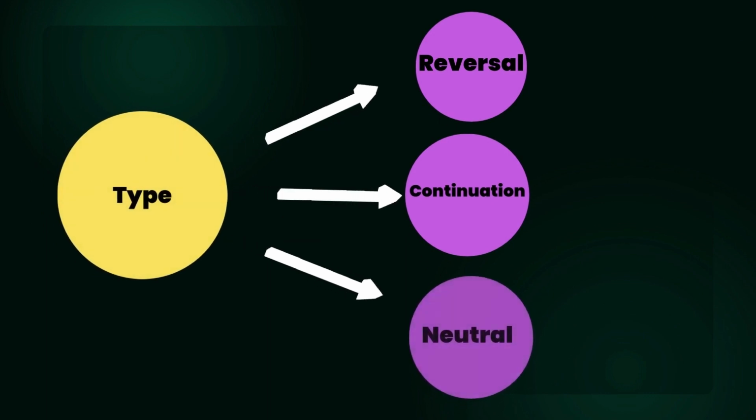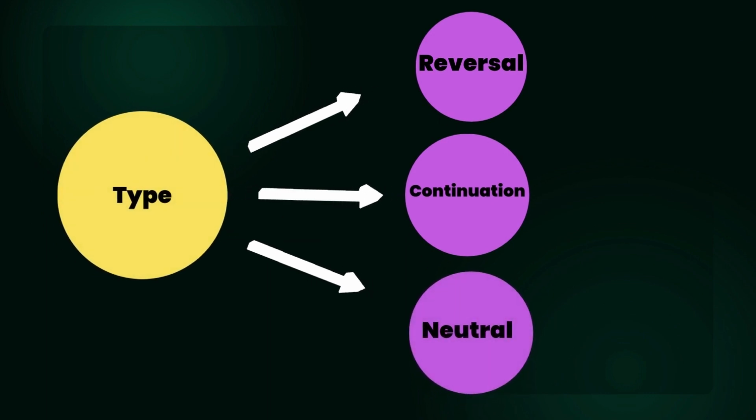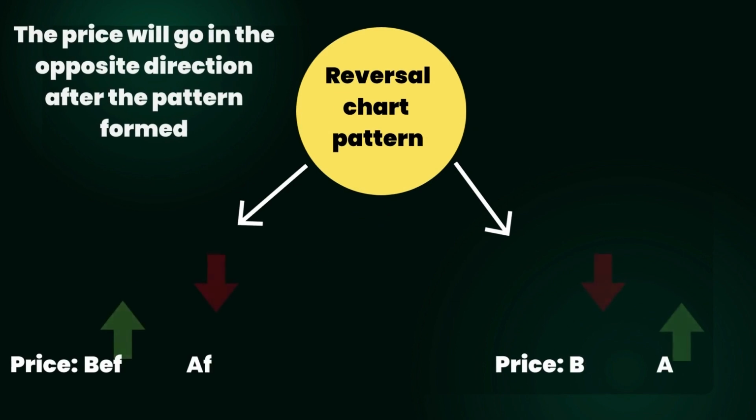In addition to the direction classification, we also have a type of classification that builds on the first one. Reversal patterns, continuation patterns, and neutral patterns are the three different types of chart patterns. The type of classification describes what will happen to price in response to what was happening to price before the pattern. Let's analyze each of these three types separately.